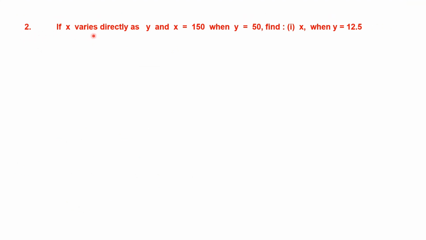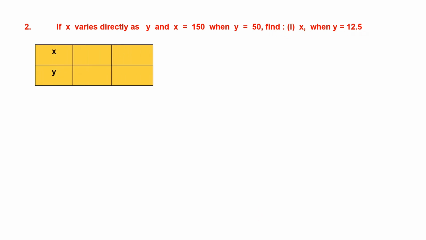Question 2. If x varies directly as y, so that means this is direct variation. X is equal to 150 when y is equal to 50. We have to find the value of x when y is 12.5. So let's get the table ready. So here it says when x is 150. So let's write that when x is 150, the value of y is 50. Here we are asked to find x. So we don't know what x is. This time the value of y is 12.5.